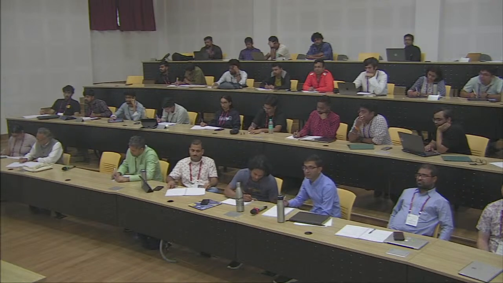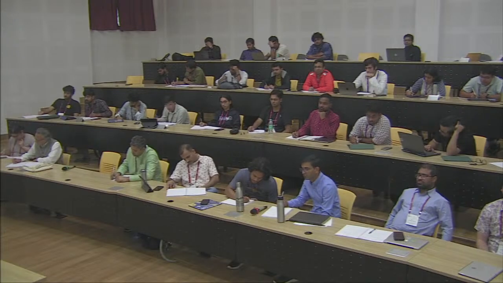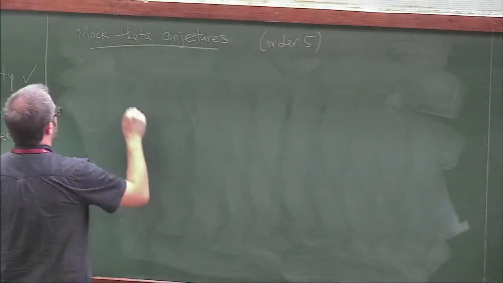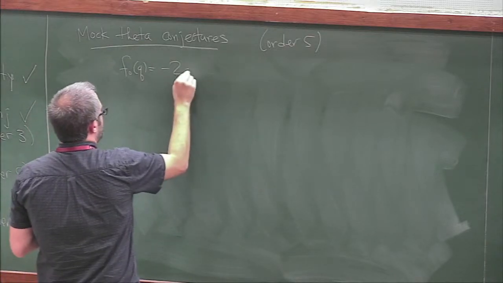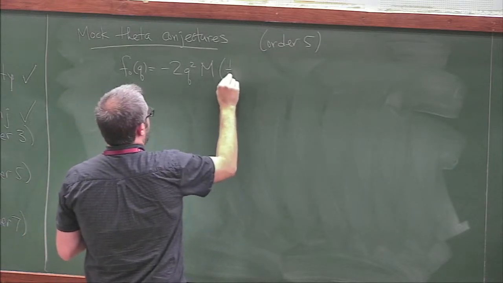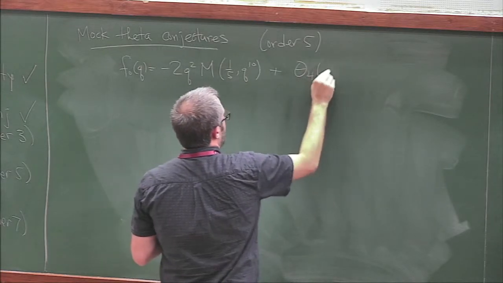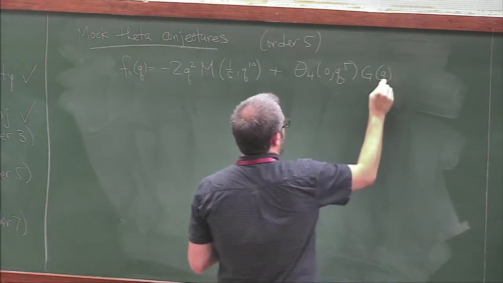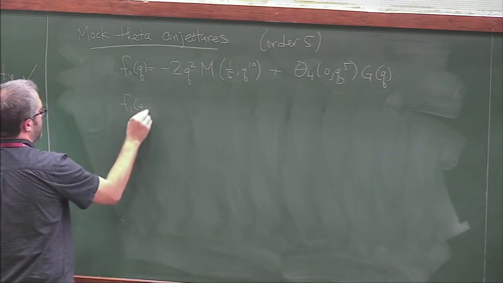Remember, these involve the order 5 Mock theta functions, of which there are 10, put into 2 families, indexed by 0s and 1s. I'm going to write down 4 of the Mock theta conjectures for you. I had this one written up yesterday. F0 of q is minus 2q squared m of 1/5, q to the 10th, plus theta 4 0, q to the 5th, g of q. And I defined all of those things last time. I will not define every single piece of these, but I just want to show you the shape.